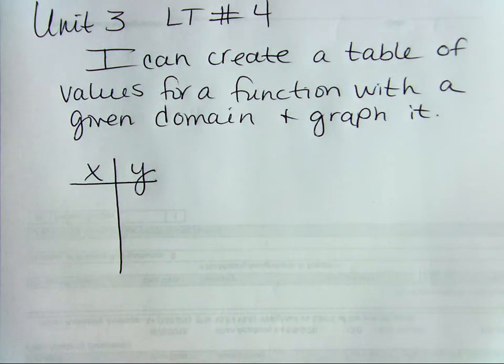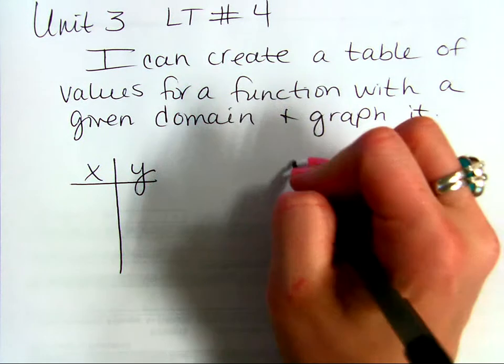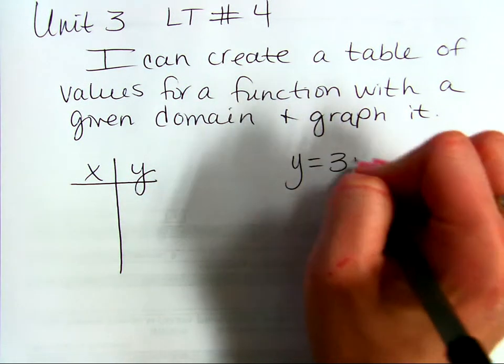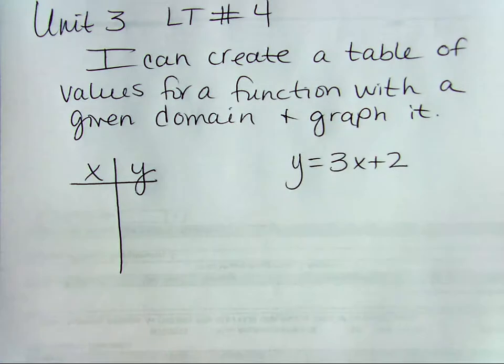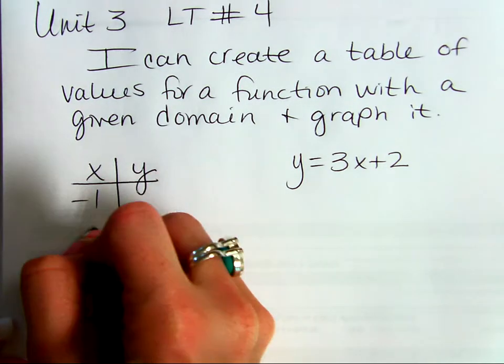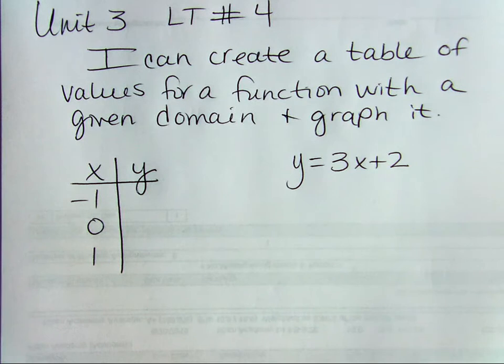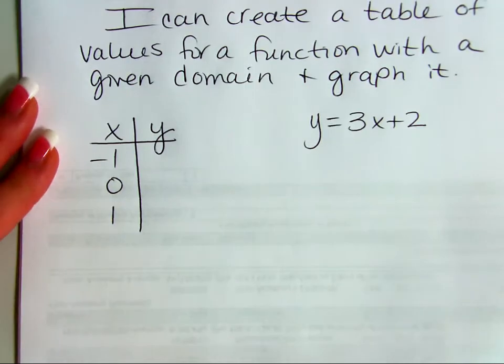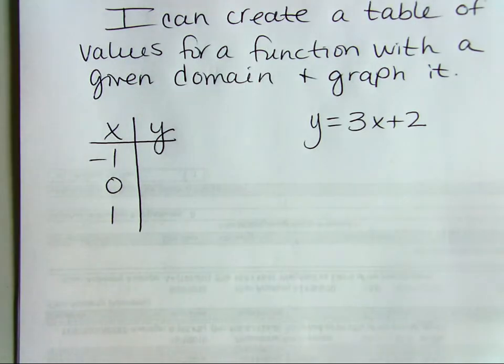If I were to say to you, here's the equation, y equals, we'll keep it easy, 3x plus 2. And if I were to say, I want your domain, or your x values, to be -1, 0, +1, and then just ask you to graph that, you're kind of looking at me thinking, what do you mean? How do I graph it?